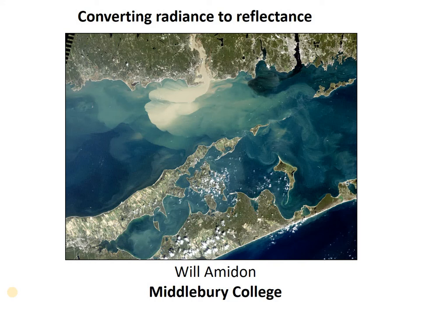Hey everybody, in this video I'm going to show you how to convert a radiance measurement into a reflectance measurement. Radiance is the energy density recorded at the sensor, and reflectance is the fraction or percentage of light or energy reflected off of the surface. So we're going to convert something we measure at the sensor, that is radiance, into this intrinsic property of the surface, that is the reflectance.